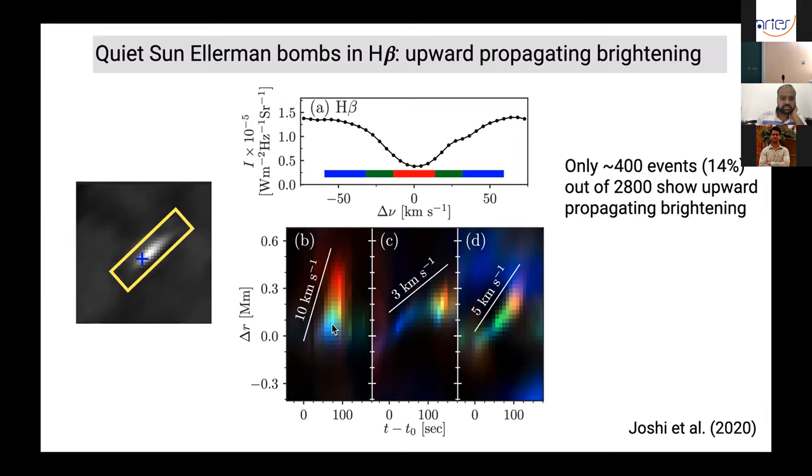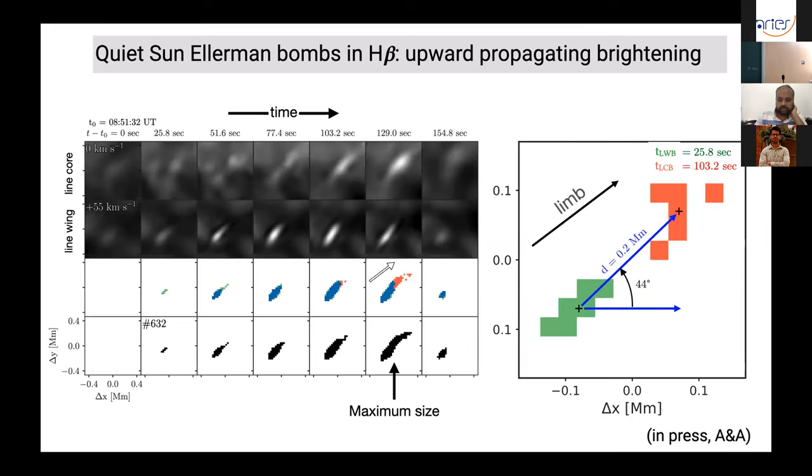You see that the event first appears in the line wing, then between the line wing and line core, and in the end it appears in the line core. So there is an indication that this brightening is propagating from the lower atmosphere to the upper atmosphere. If you measure it for different events, it could be like 3 to 10 kilometers per second. Currently I have a paper accepted in A&A where we did the detailed analysis for all the events.